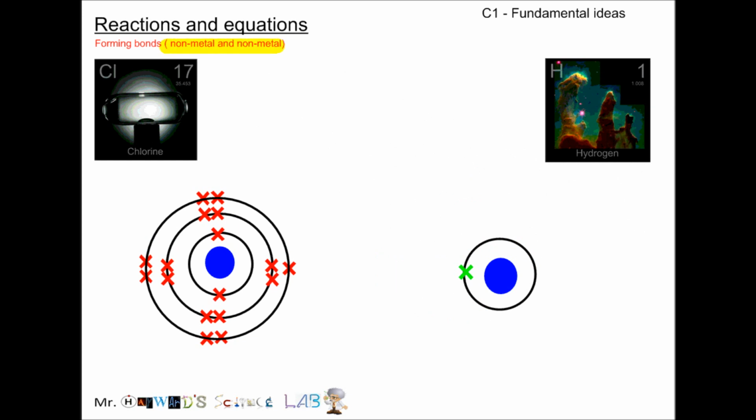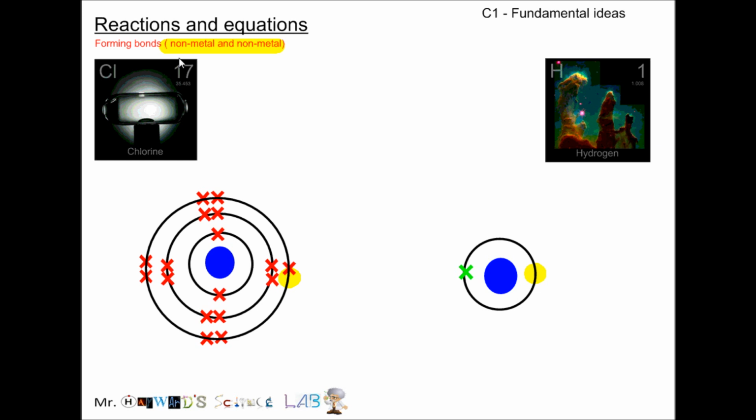Chlorine is a non-metal, it's in group 7, and hydrogen is a non-metal also, it's in group 1. If you look at chlorine, it needs 1 electron to fill its outer shell, and so does hydrogen. Because remember, that first shell only requires 2 electrons. So you could transfer the electrons, but actually between non-metals and non-metals, there's something called covalent bonding. So it's not ionic bonding, it's not the transfer of electrons, it's covalent bonding.